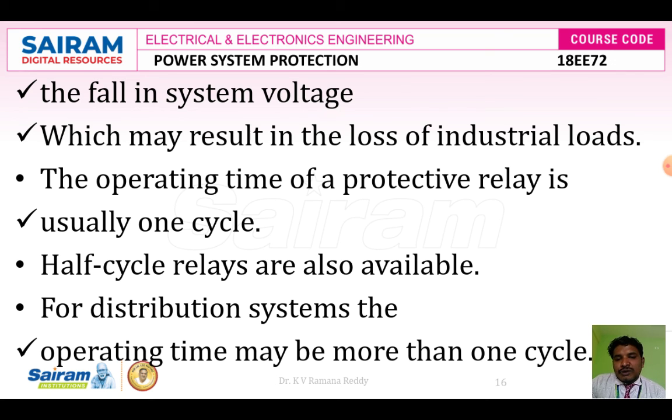The operating time of a protective relay is usually 1 cycle. Half cycle relays are also available for distribution systems. The operating time may be more than 1 cycle.